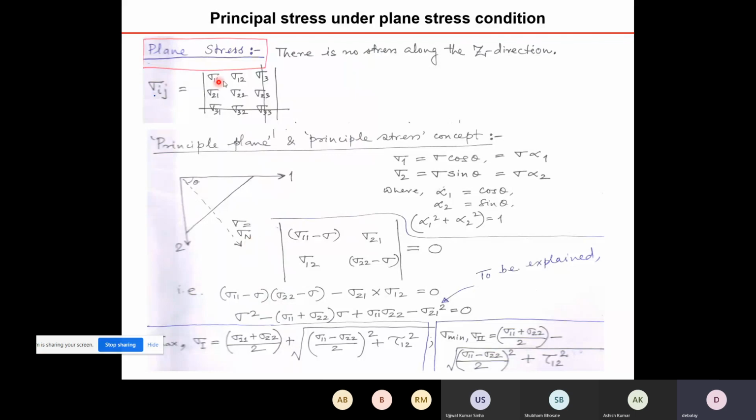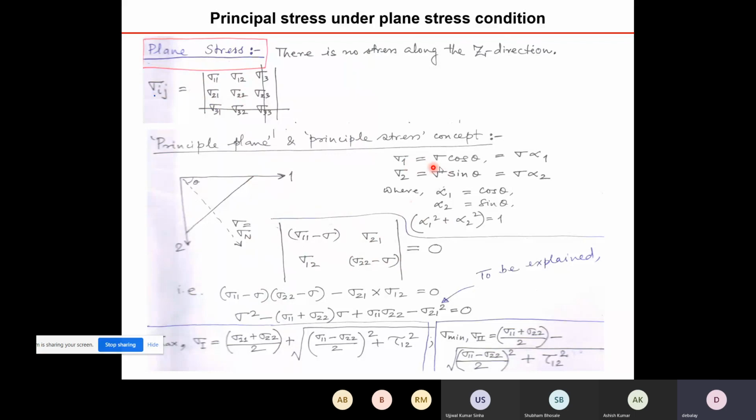So if you consider only 4 components, the derivation becomes even easier, because now your principal stress determinant will be: sigma 11 minus sigma, sigma 12; sigma 21, sigma 22 minus sigma; equal to 0. You know sigma 21 and sigma 12 are the same. Previously there were 3 expressions, through a 3rd order determinant equal to 0. Now 2 equations you have to satisfy, so the determinant is 2nd order equal to 0.